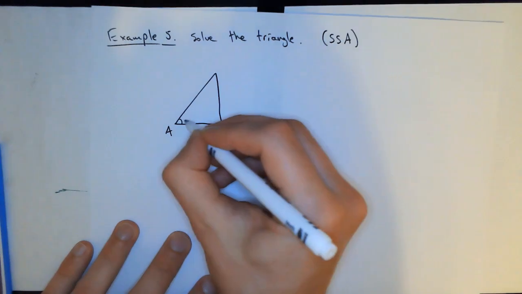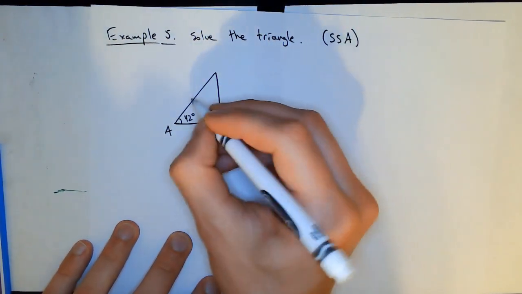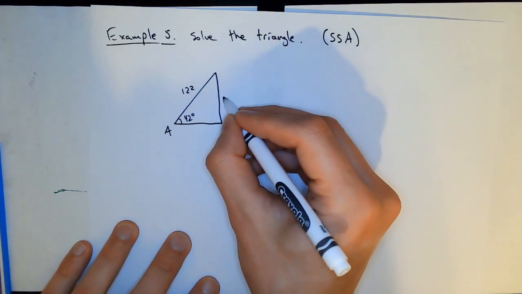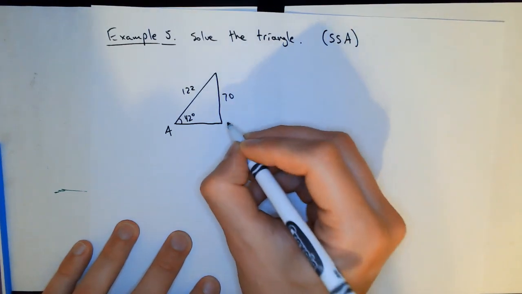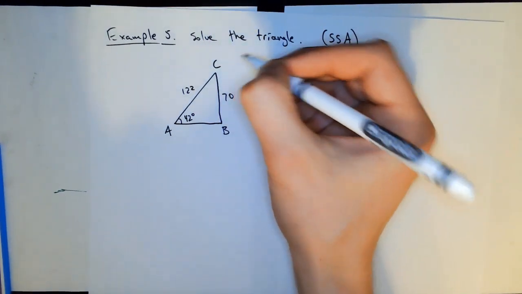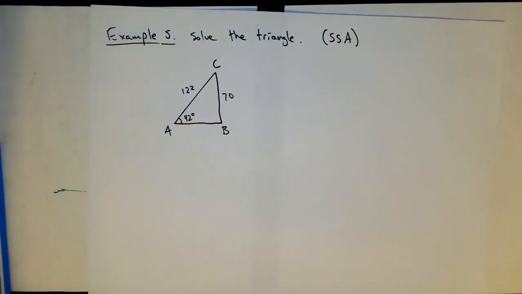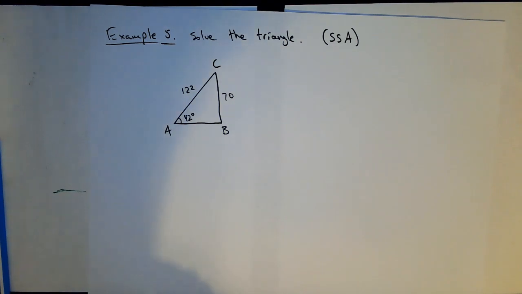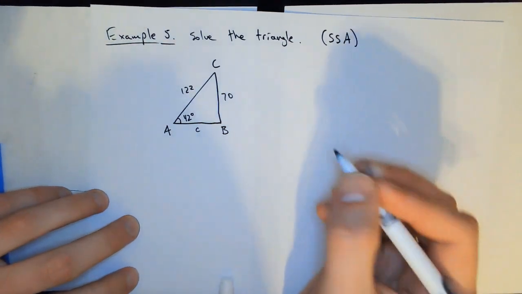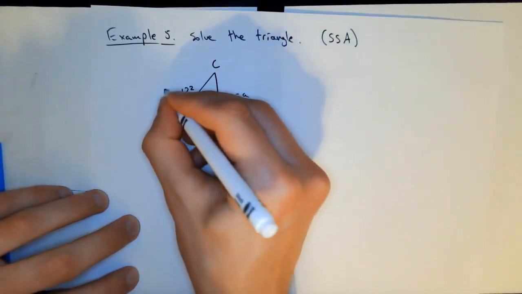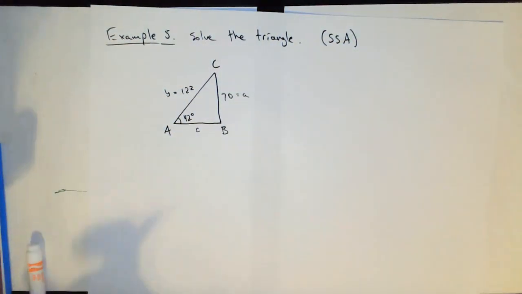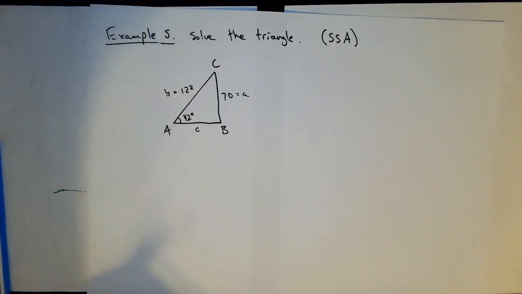This is 42 degrees. This is 122, and this is 70, and we'll put B down here this time and C up here. Alrighty, so let me go ahead and label these sides so we don't get mixed up. This is little c, this is little a, and this is little b there. Let's try to find angle b.